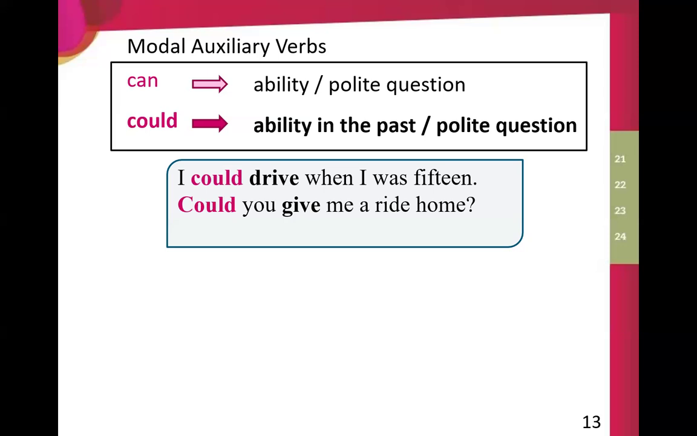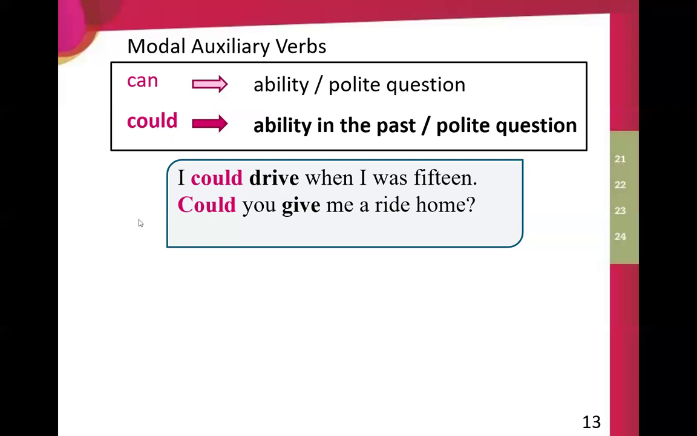But could, when I use it in the past, for example, I could drive when I was 15, means I was able to drive when I was 15. I had the permission to do that, and also I had the ability to do that. I know how to drive. I knew how to drive when I was 15. Okay, so it means that I had the ability to do that in the past. So the second form of the verb can, which is could, we can use it to add the meaning of the ability in the past.